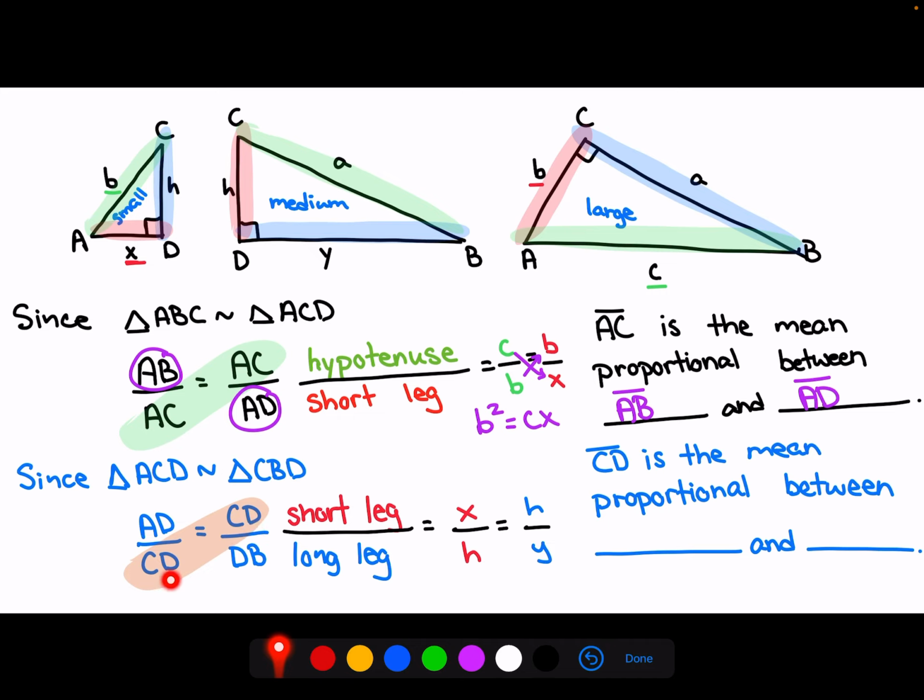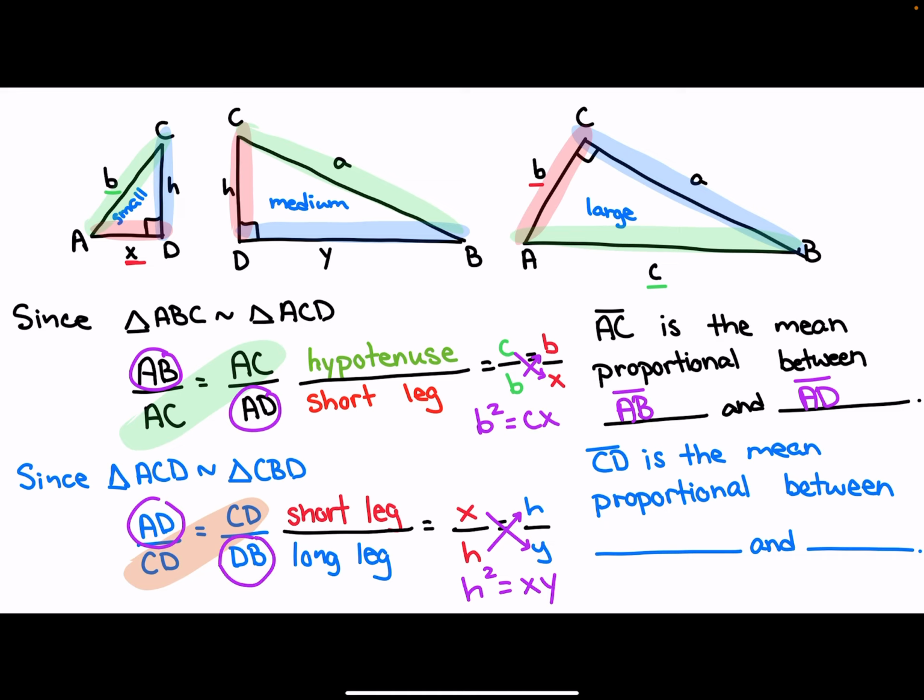And we notice once again that we have a geometric mean, right? We're on the right track then. So when we cross multiply, we'd get h squared equals x times y, which means that CD is the geometric mean between AD and DB.